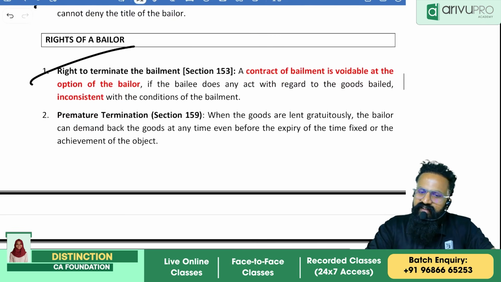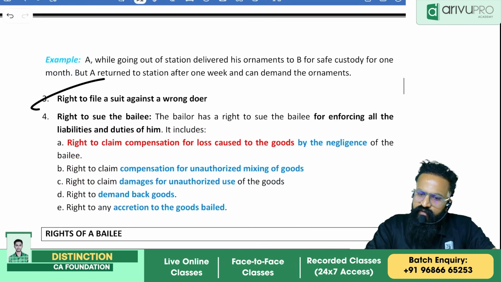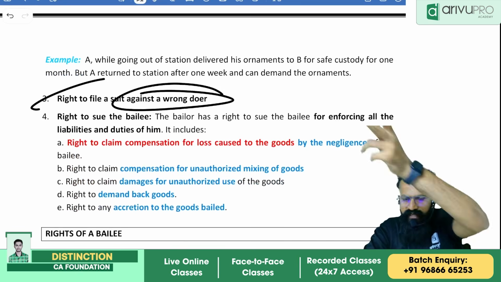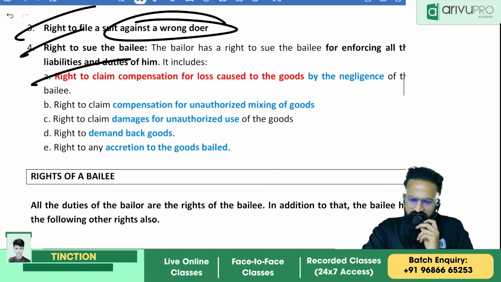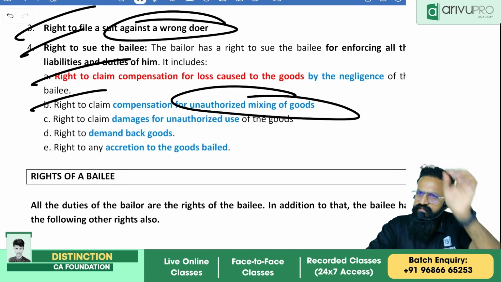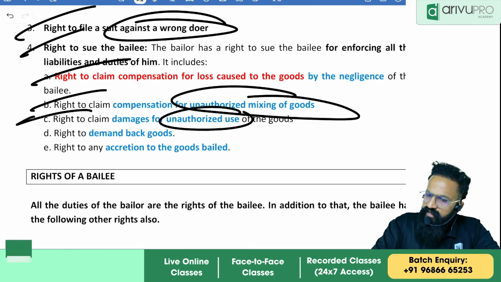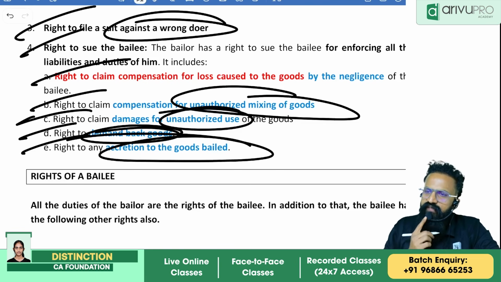Rights of a bailor. Right to terminate, we already saw. Premature termination, we already saw. Right to file a suit against a wrongdoer. If at all any accident happens, I can file a case or the bailee can file a case. Right to sue the bailee. When? Right to claim compensation for unauthorized mixing of goods. Basmati rice is mixed. Right to claim damages for unauthorized use of the goods. Right to demand back the goods. Right to any accretion. Benefits, I can take it back.